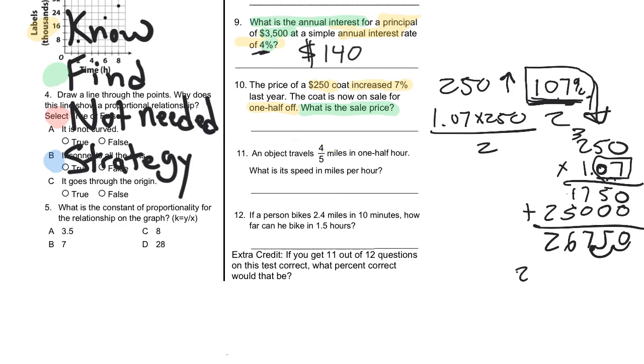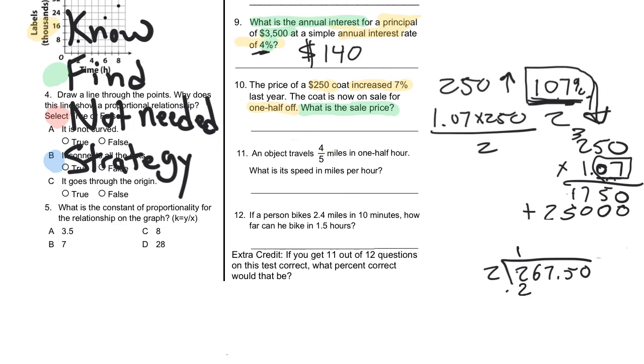So if I've got 267.50, I'm going to divide that by 2. And hold on, I need to erase a little bit. Make some room here. All right. So to divide by 2, 2 goes into 2 one time. Okay. Bring it down. 2 goes into 6 3 times.